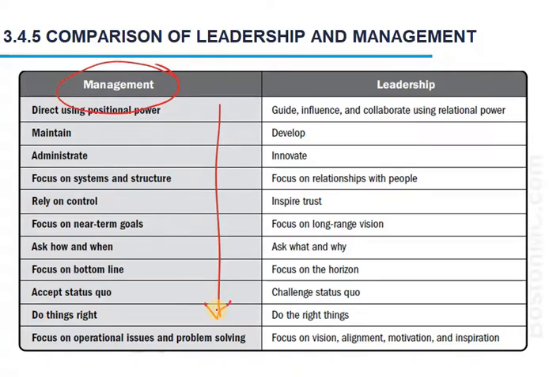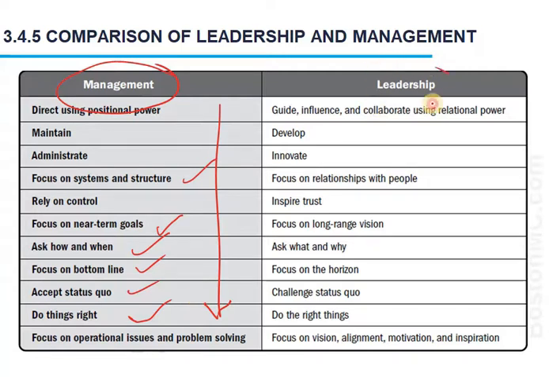Take a look at what's in there, right? You focus on system and structure. You focus on near-term goals. So it's what's in front of you, how and when, the bottom line, the status quo, doing things right. This is you being there with the team, executing on the specific activities that need to be done. This is you delegating responsibilities to the team, checking on their output at that time.